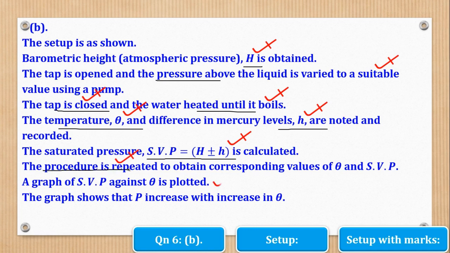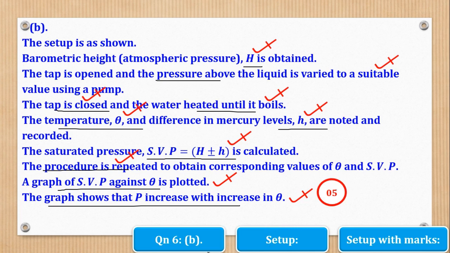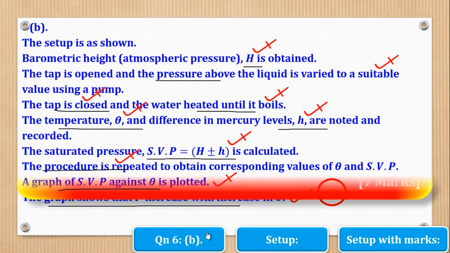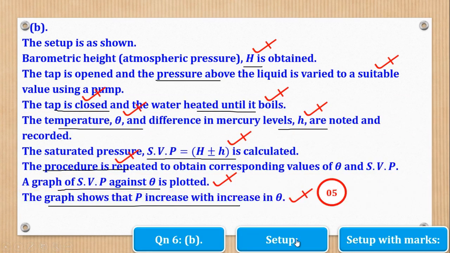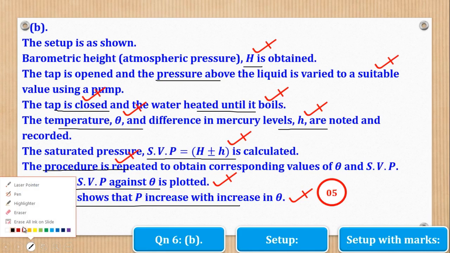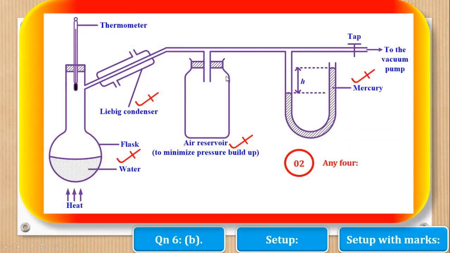Repeating the procedure also takes a mark, and plotting a graph also takes a mark, and concluding the dependence also takes a mark. So basically that is 5 marks, but in the question it was 6-7 marks, meaning that the 2 marks will be on the diagram. So in this diagram, you mark any 4 well labeled parts. As long as they are 4, you mark them, and that will be a total of 2 marks.